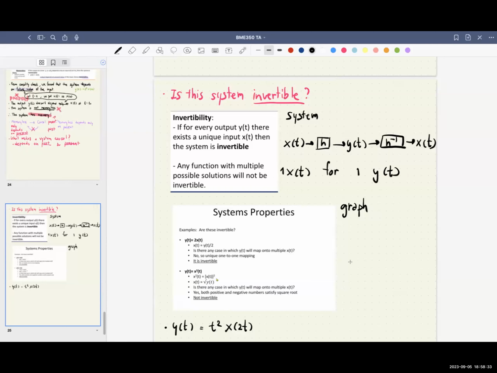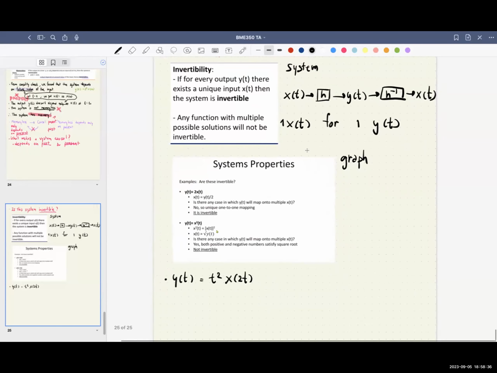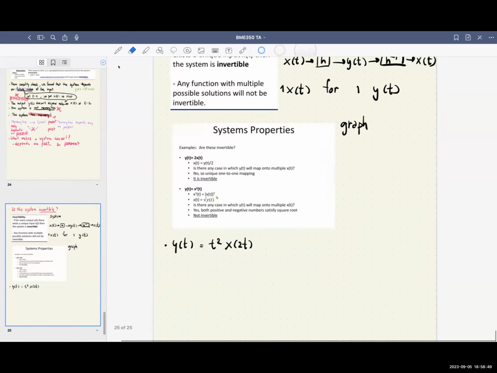And if we see a system that has multiple y(t) or multiple x(t), and it's not a one-to-one ratio, it's not gonna be invertible. And we can also make some visualization with a graph here. I need to give credits to Amelia here. She helped me explain with the graph here. So big claps to Amelia.